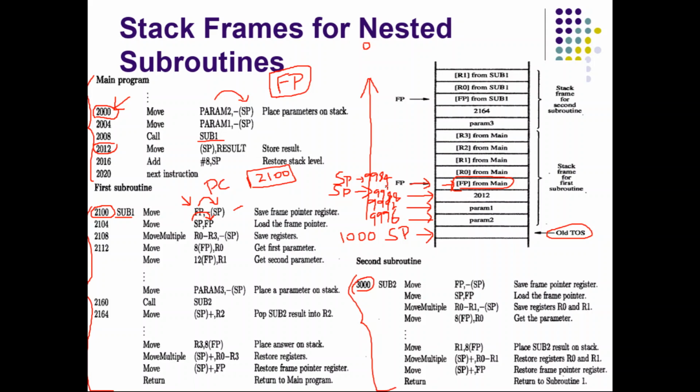Are you getting it? Now this program wants to use FP. Subroutine 1 wants to use FP. So before that, it is pushing the older FP from main into the stack. That is the point. Currently FP is pointing wherever the stack pointer is pointing, 9984. Fine. Next you see, move multiple R0 to R1, R3 minus SP.